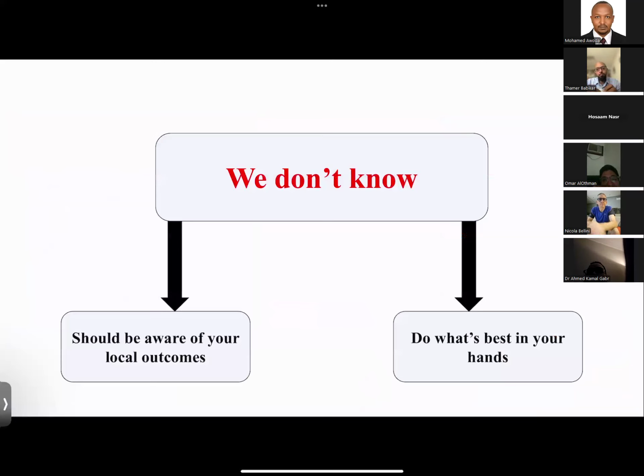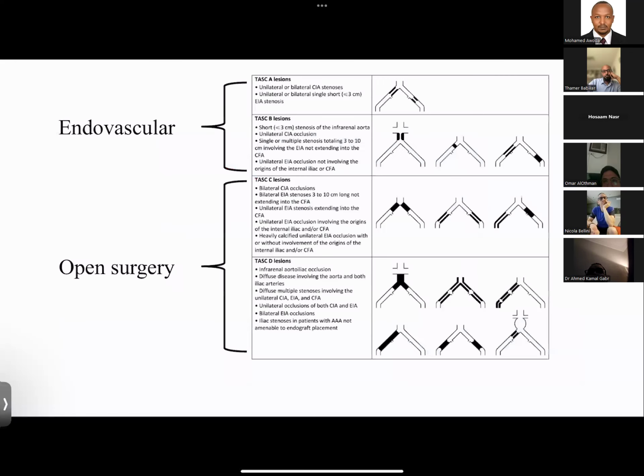But because we don't know, when you're asked what is the best intervention, I think the best intervention is what is best in your hands. And that's why you have to be aware of your local unit's outcomes and what you and your unit are comfortable doing, and whether your outcomes are comparable to those of the national standards.